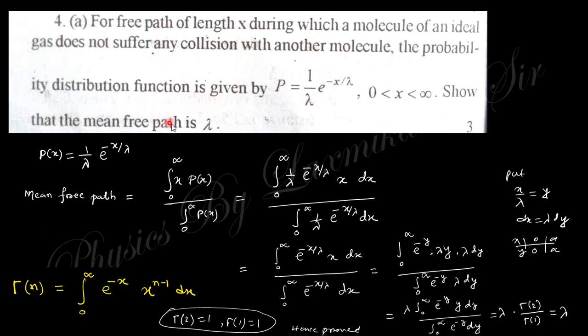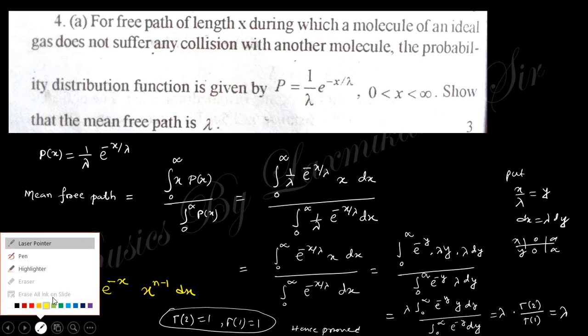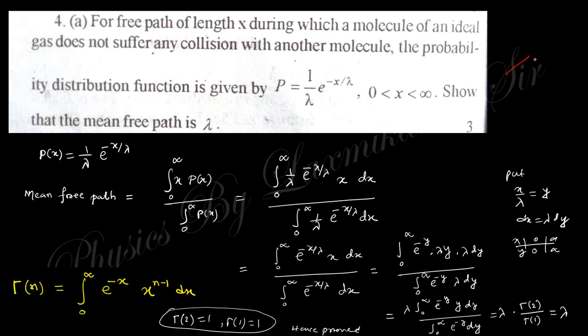Then what is the mean free path? You know the free path definition in the kinetic theory of gas. When the molecules run around like Brownian motion, the path traveled by a particle between two collisions is called the free path, and the average of this free path is known as the mean free path.